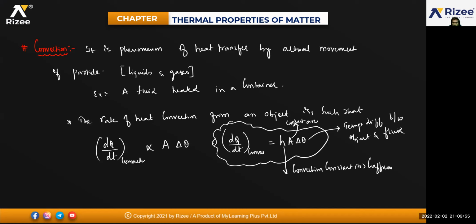This is the only formula in convection you need to remember: dQ by dt is equal to H into A into delta theta. Capital A is the area of contact, H is the convection constant or coefficient, and delta T is the temperature difference between the object and the fluid. Clear for everyone, beta? Is it clear? Sure.